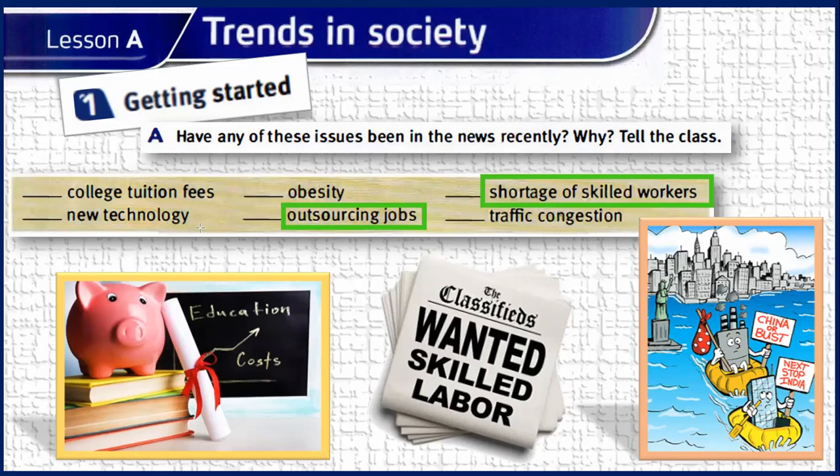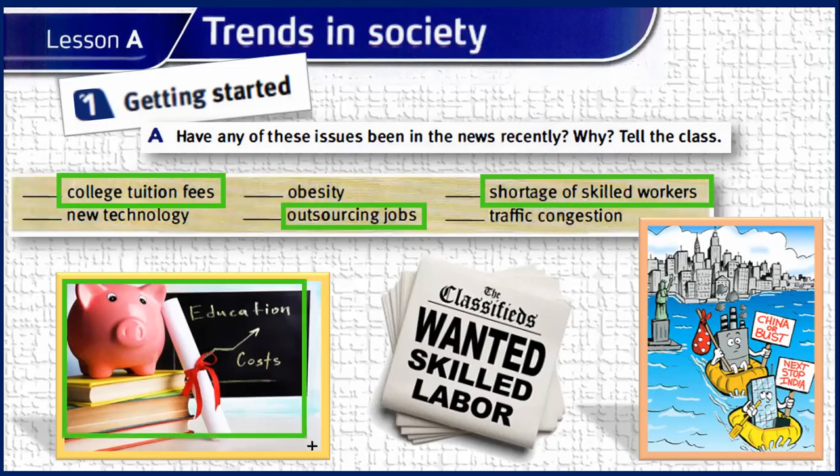Well, I don't understand the number one. College tuition fees. I think that's it, right? Arthur, do you have any question? No, teacher. Okay, great. Well, college tuition fees is the money you pay for university. Okay? The money you pay for university. Everybody? As the little piggy bank says, education costs, right?